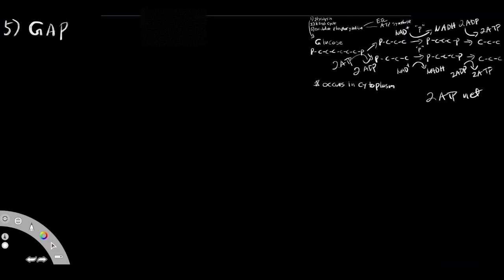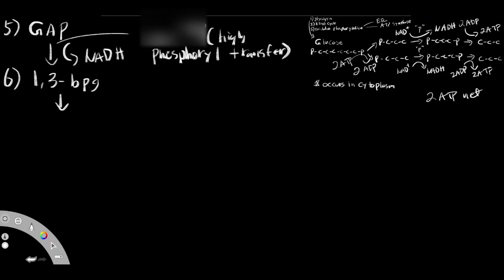So our GAP, our 5th step, is going to become next our 1,3-bisphosphoglycerate. Okay, just for simplicity, we'll say 1,3-BPG. In order for that to occur, a high phosphoryl transfer potential gets added. Okay, so this NADH gets produced. In order to get to our next step, for step number 7, it turns into 3-phosphoglycerate.